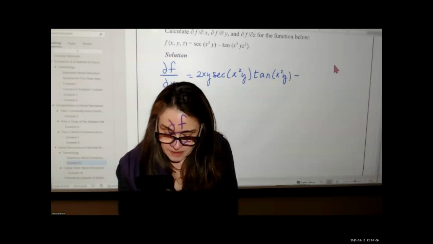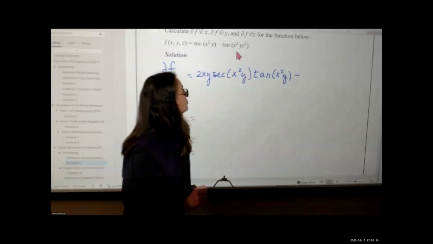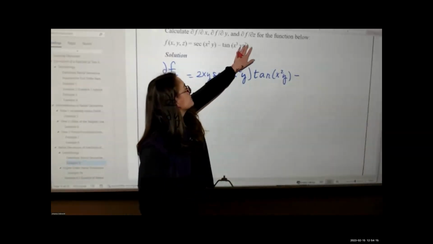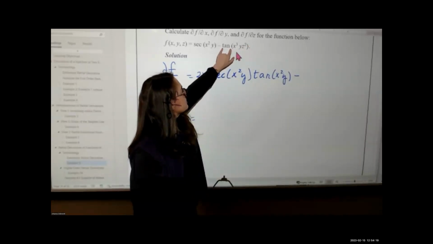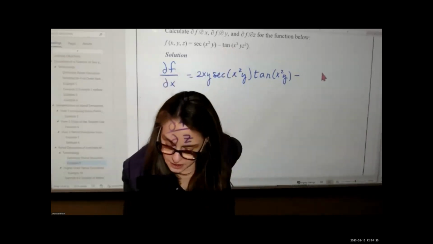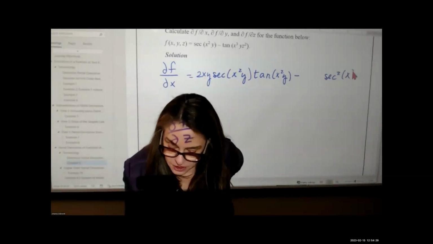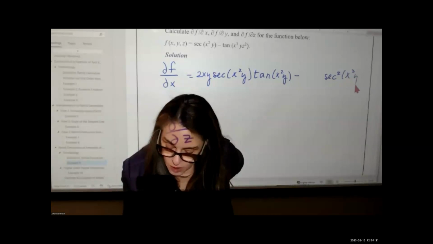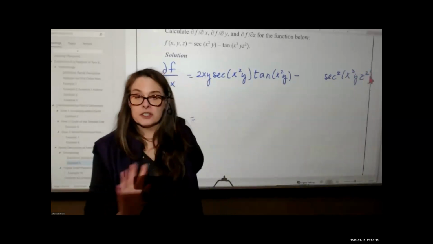The tangent of x cubed yz squared. So what's the derivative of tangent? Secant squared. So secant squared of x cubed yz squared, and we'll leave the inside alone. Now the yz squared is just a constant.